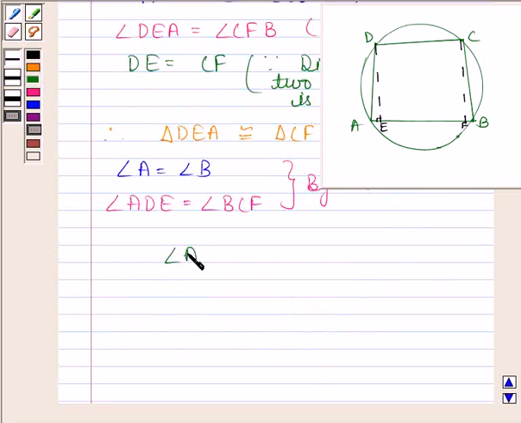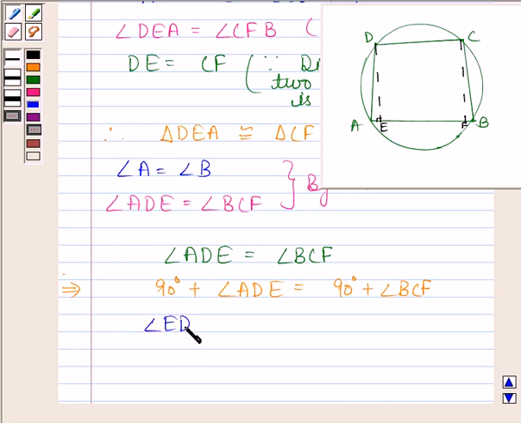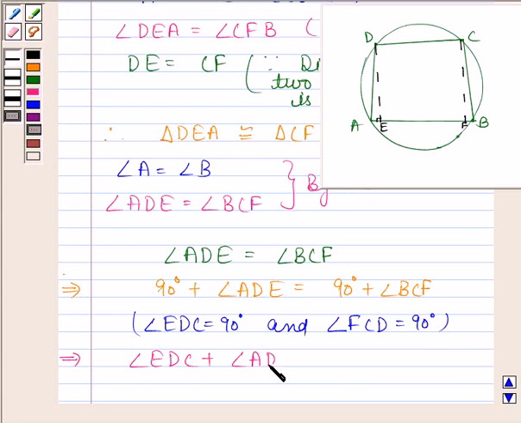Now consider angle ADE is equal to angle BCF. Angle ADE is equal to angle BCF implies 90 degrees plus angle ADE is equal to 90 degrees plus angle BCF. Angle EDC is also equal to 90 degrees and angle FCD is also equal to 90 degrees. So 90 degrees plus angle ADE is equal to 90 degrees plus angle BCF implies angle EDC plus angle ADE is equal to angle FCD plus angle BCF.